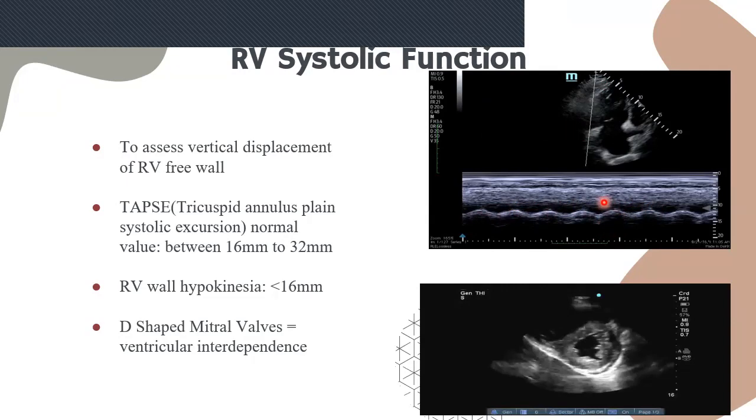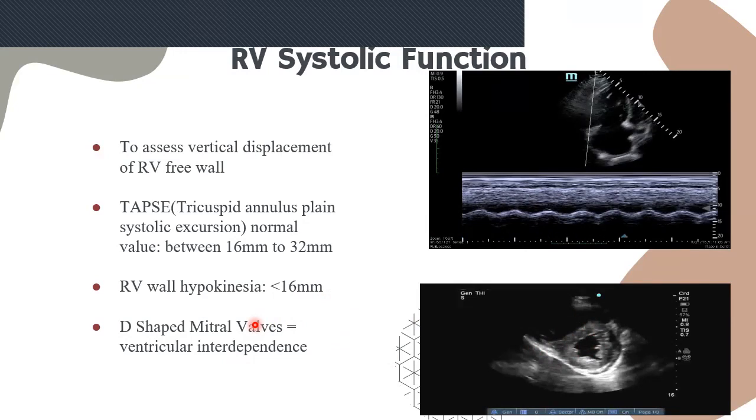Okay, so the normal value is 16 millimeters to 32 millimeters. If it's less than 16 millimeters, it means that your RV wall is hypokinetic and distended, and probably the patient will not benefit from any more fluids at all. And then you look at your RV, and if you see a D-shaped septum, it shows that your RV is already dilated. So this is how you assess for fluid tolerance.